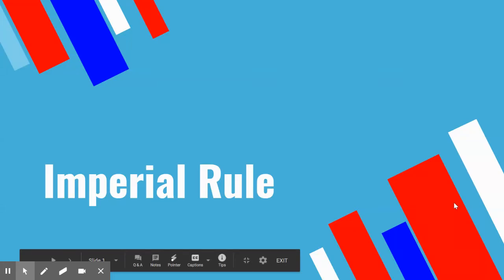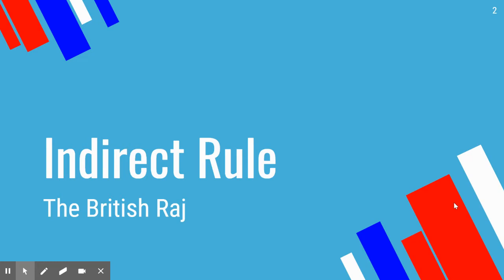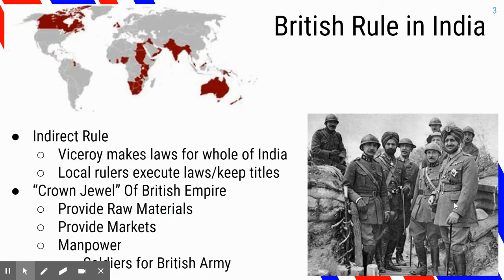So today's lecture is going to cover some case studies of Imperial Rule and just some areas where these different styles that we learned from 6.1 are going to be practiced. So the first area we're going to study is the British Raj, which is over in India, and this is a classic example of indirect rule.